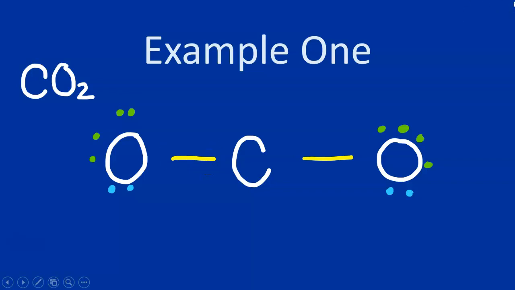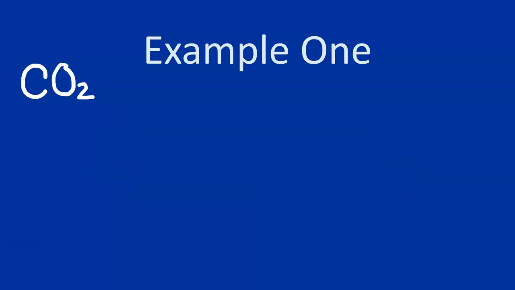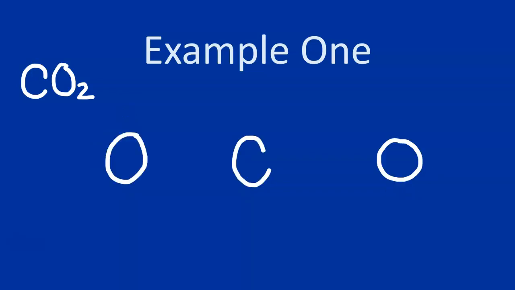Now, looking at this, if we're following that octet rule, does everybody have an octet? Well, both of the oxygens do, but that carbon doesn't. So that's why you see the different colors in the valence electrons. I just thought it would be easier to show it to you this way. So let's just flip on over to the next one, and we're going to do it again.